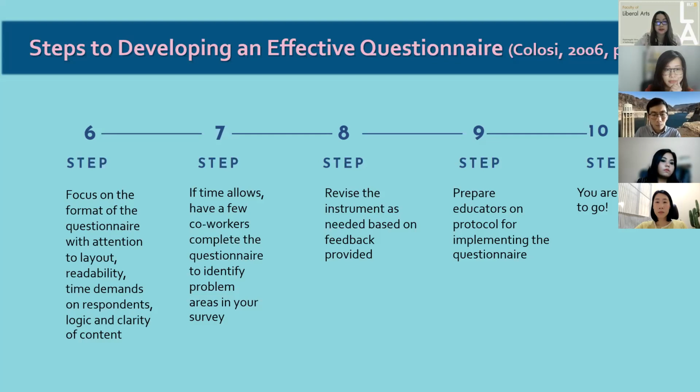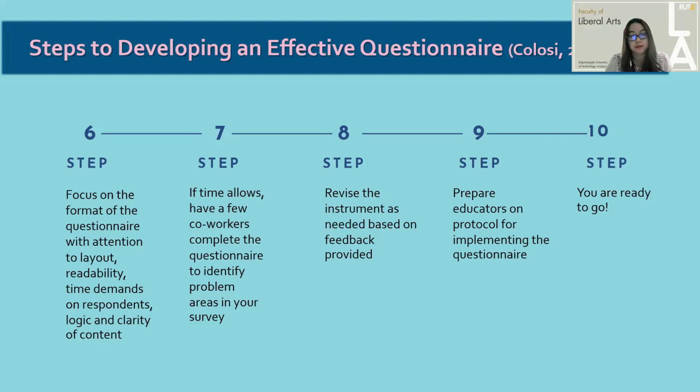The next step is, if time allows, have a few co-workers complete the questionnaire to identify problem areas in your survey. For this one, you can do IOC. If you want to know what IOC is, you can Google it later. Or you can ask your co-workers or your colleagues or your friends to rate whether there are any items that need to be edited or not.